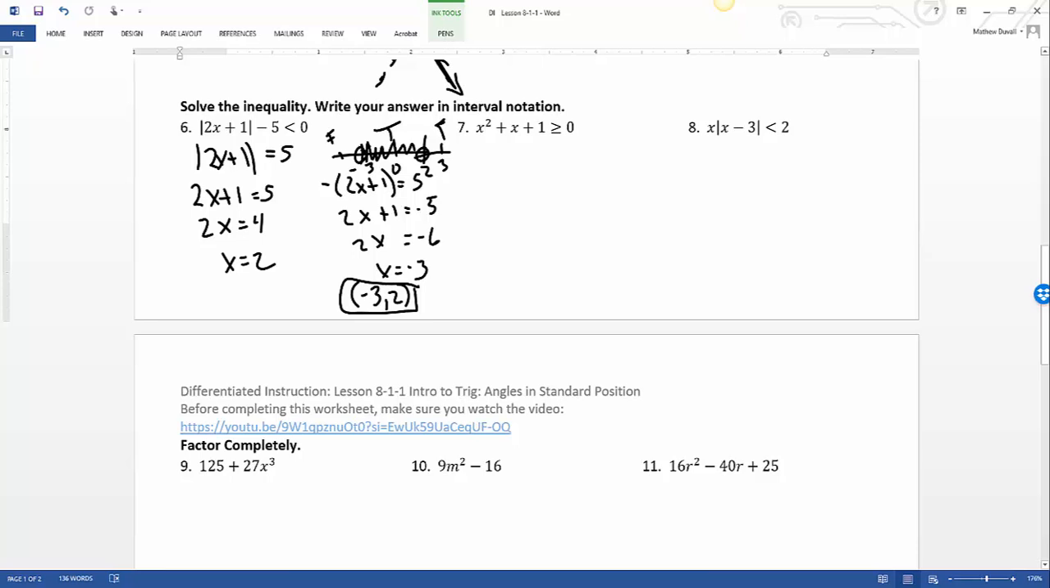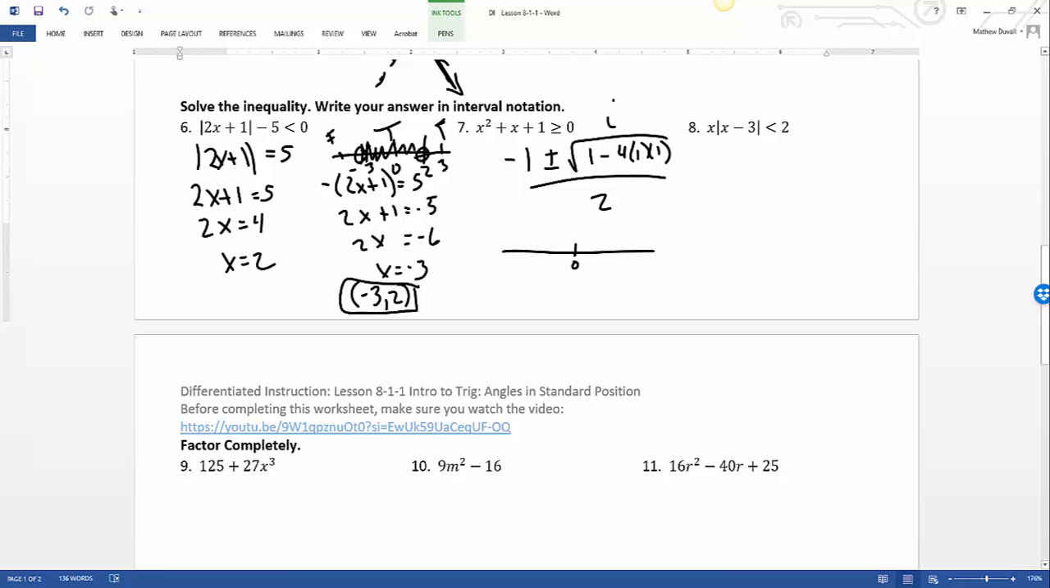x squared plus x plus 1. There's no way to factor it, so we need to use the quadratic formula. So negative b plus or minus the square root of b squared minus 4 times a times c, all over 2a. Now what you should get from here is that your answer is going to be imaginary. If it's imaginary, there are no real solutions to put on the number line, so you can test any value to see if it's true or false.